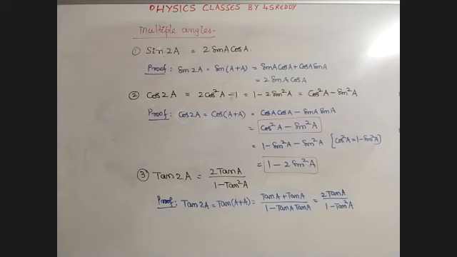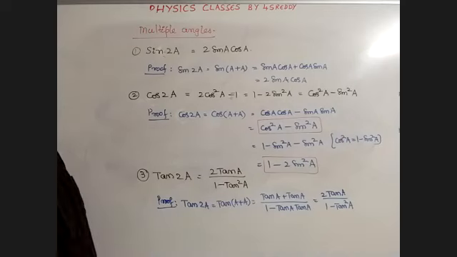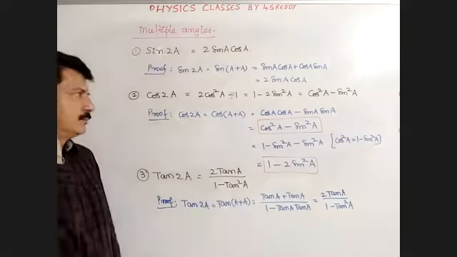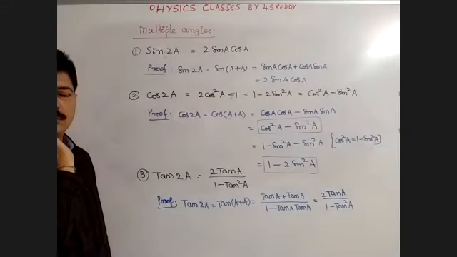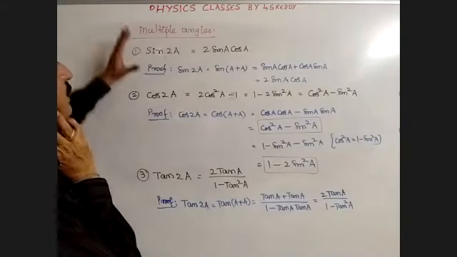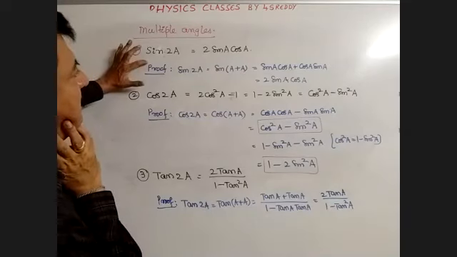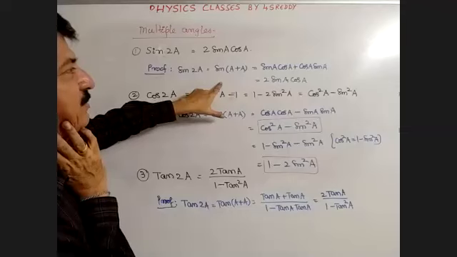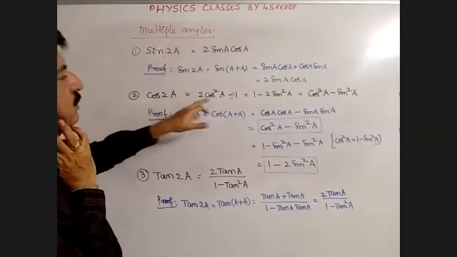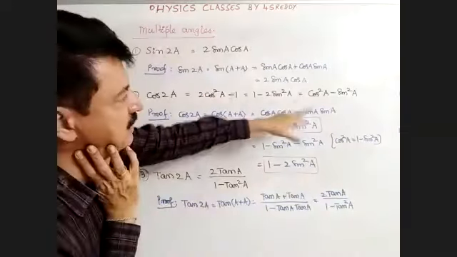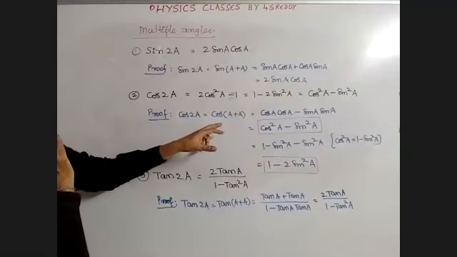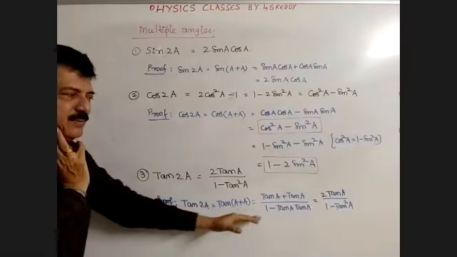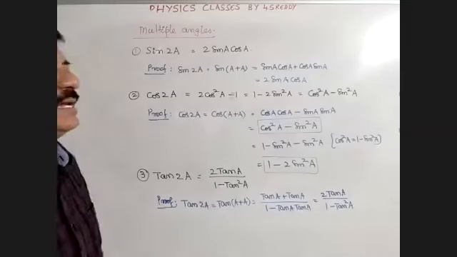This is compound angle. So, multiple angles: sin 2A is 2 sin A cos A, and it is arrived at using the compound angle formula. Again, cos 2A is 2 cos square A minus 1, or 1 minus 2 sin square A. This is also arrived from the compound angles formula. Same thing, 2 tan A by 1 minus tan square A.